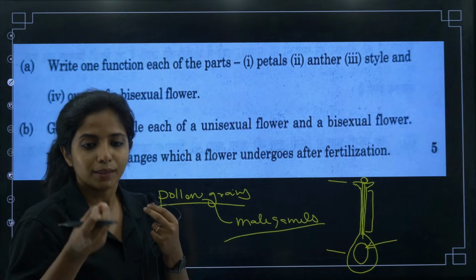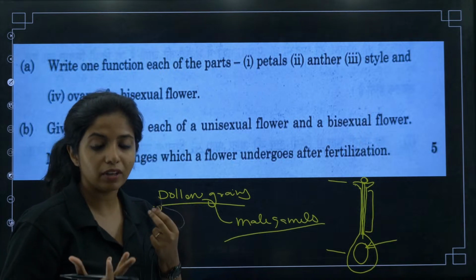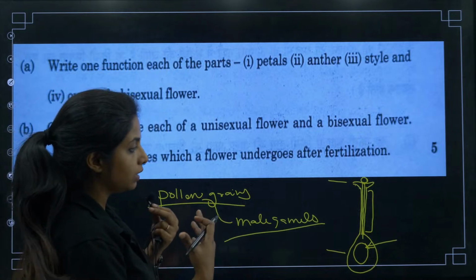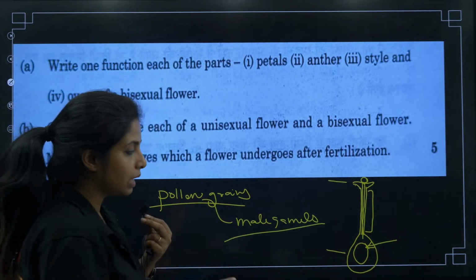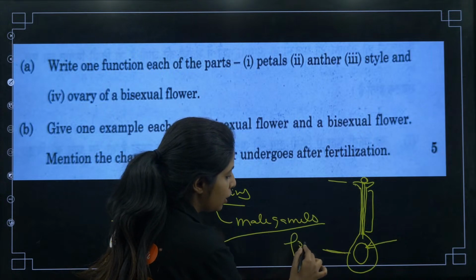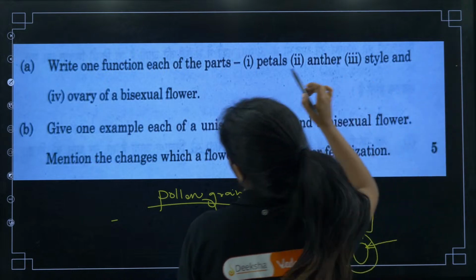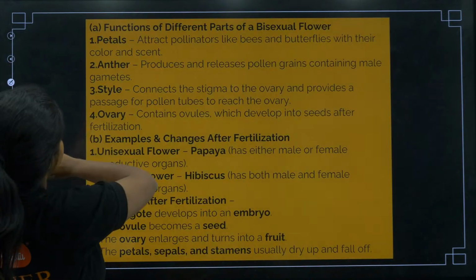Ovule would be having the female gametes which are much needed for the process of pollination. So these are the function of each of the things. And ovary, one more thing, ovary would be turning into a fruit later on. So that is also a function. You can write it down. Where is it? So this is the answer.